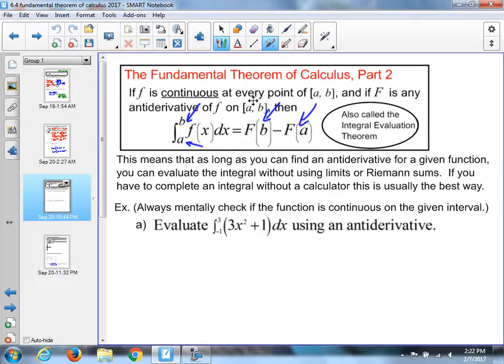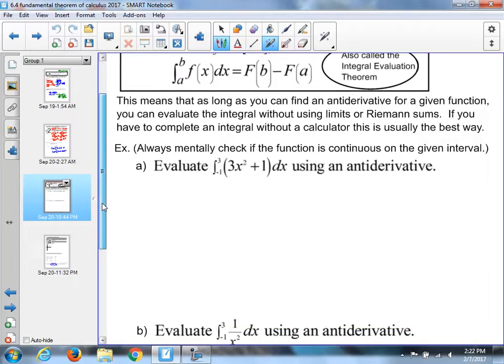Yes? How is this different than what we were doing in 6.3? It's all related. And we actually were doing it in 6.3. We just didn't have the theorem as such. So this is really more of the same thing. So this means as long as you can find an antiderivative for a function, you can evaluate an integral without Riemann sums, which take a long time and aren't very accurate if you're doing them all by hand. Sometimes that's the best you can do, especially if you have chart data from a real science experiment or something.